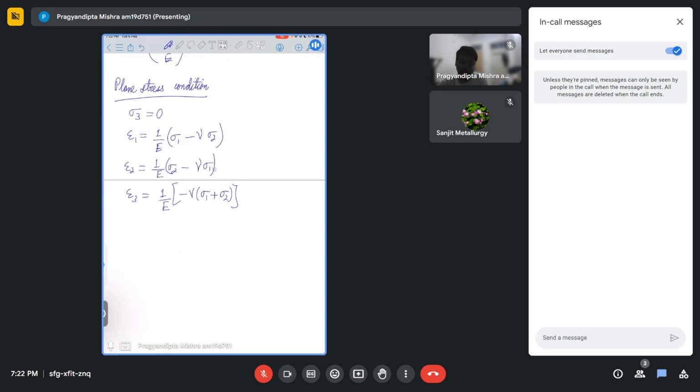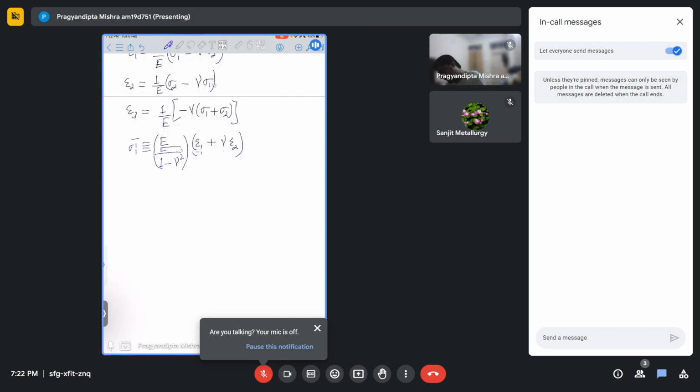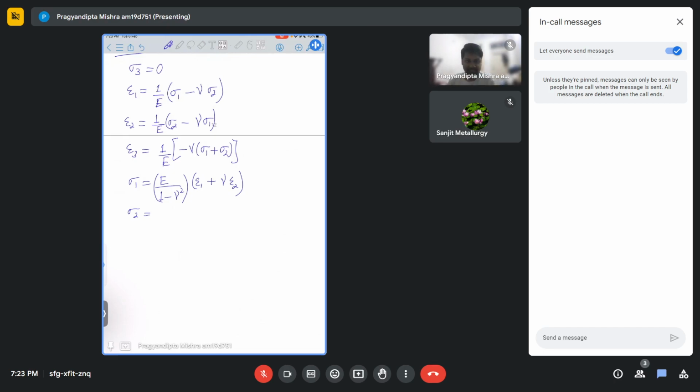Now if we flip this around and rewrite this in terms of stresses instead of strains, you will get sigma 1 equal to E divided by (1 minus mu squared) times (epsilon 1 plus mu times epsilon 2). Again, you don't have to remember this equation for sigma 1 and sigma 2. You can just remember the basic equations and derive the rest, but you have to understand what plane stress and plane strain conditions mean.